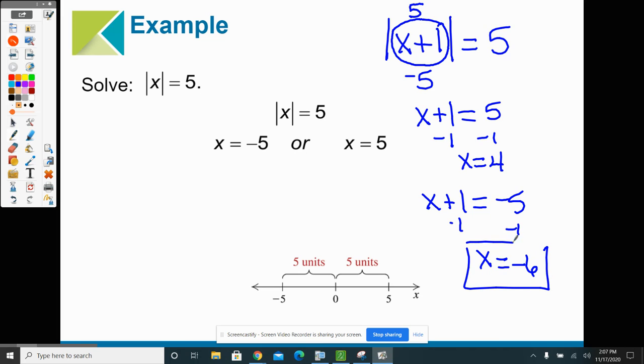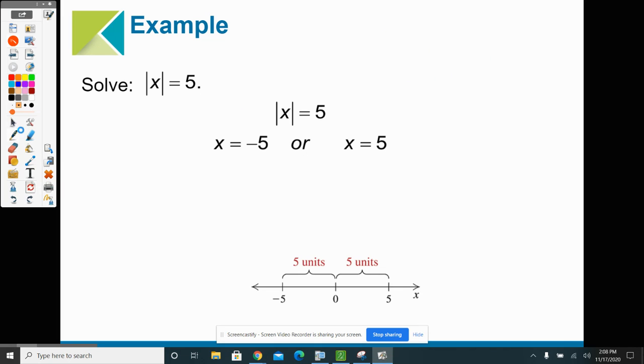Some kids get confused. They're like, no, it can't be negative. Well, it's not negative, guys. If you plug negative 6 into the equation, negative 6 plus 1 is negative 5. The absolute value of negative 5 is positive 5. So that's what you're going to do. You get the absolute value all by itself, figure out what values make it true, and then solve them separately.